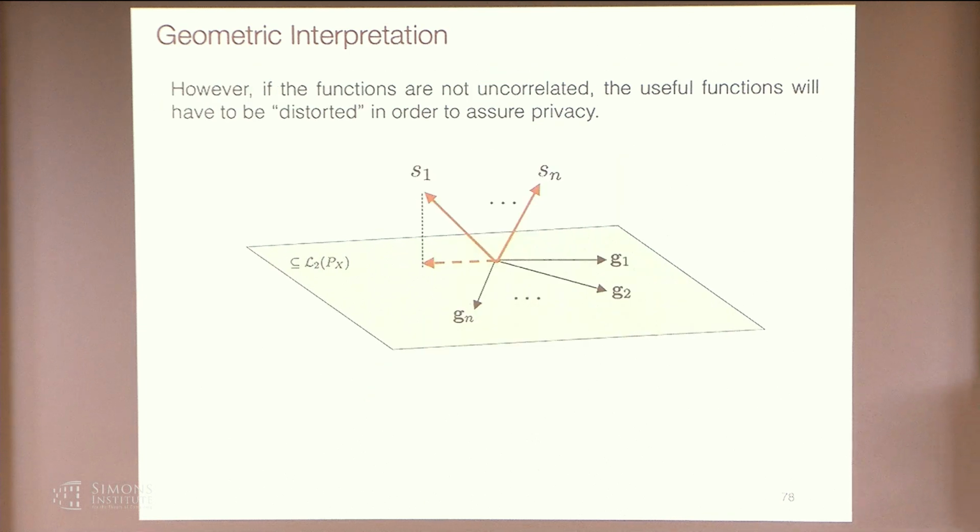In practice, that's not necessarily the case. What's going to happen is something like this. When you design that mapping, you're going to be increasing the MMSE of estimating both the secret and the useful functions, because there may be correlations between them.